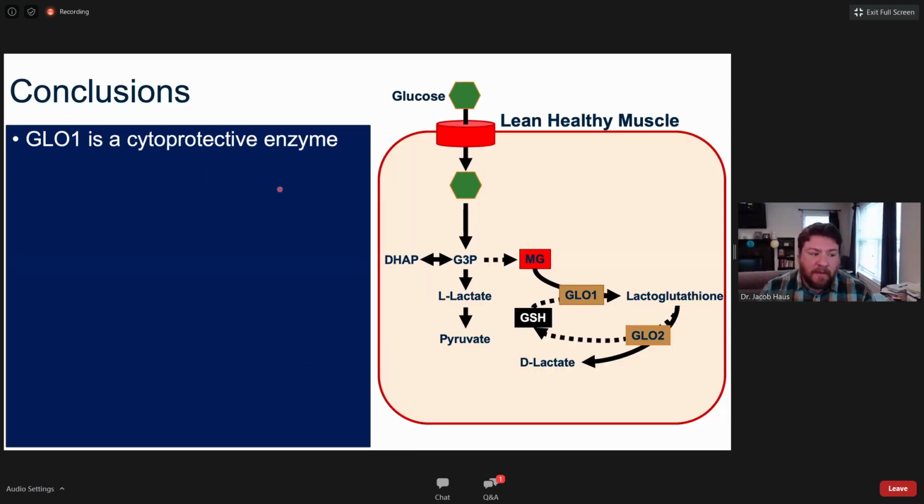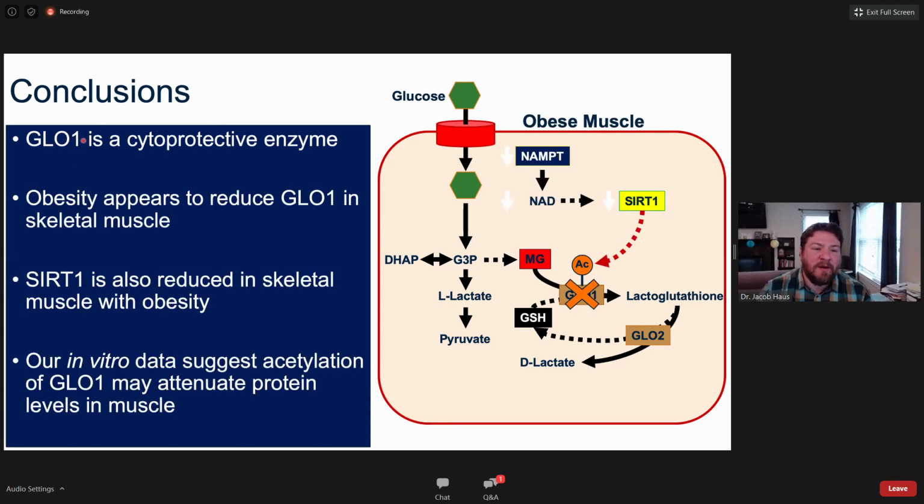Now, I've gone a bit fast, and I didn't expect to go so fast, but I'm going to wrap things up in terms of conclusions here. So to conclude, GLO1 is a cytoprotective enzyme. It's important for the detoxification of methylglyoxal. If methylglyoxal accumulates, then that can negatively affect proteins inside the cell, and it can also accumulate into the circulation, as was shown in some of those clinical studies with diabetes.